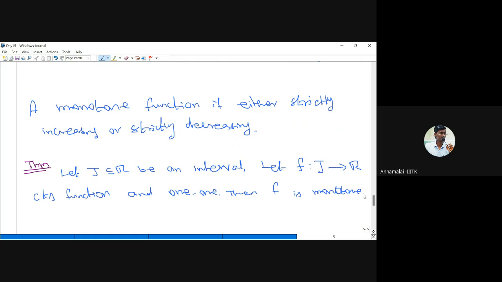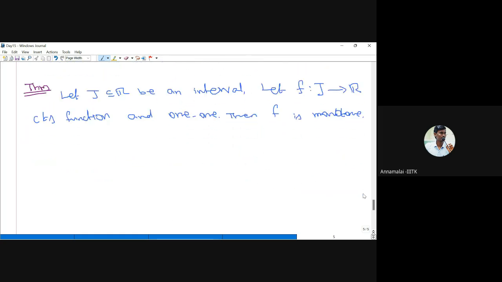Now, what about the continuous image of an interval? It's an interval only when the function is a monotone function. If your function is monotone and continuous, then the image of an interval is also an interval. So in general, the image of an interval need not be an interval. Even the continuous image of an interval need not be an interval.